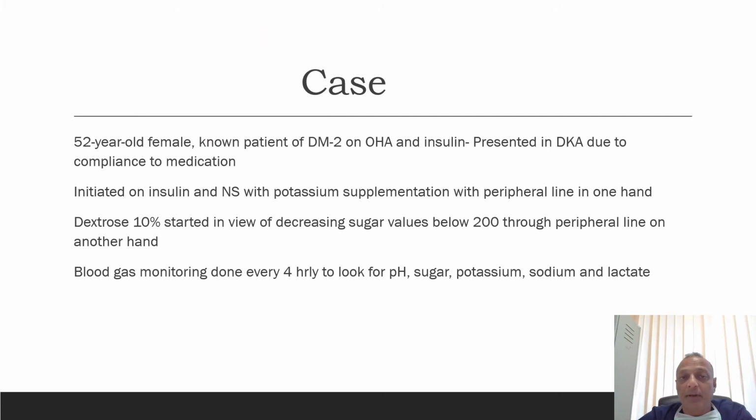Here comes another case. This 52-year-old female was a known case of diabetes mellitus and she was receiving an oral hypoglycemic agent and insulin. She presented in diabetic ketoacidosis. As a part of management, she was initiated on normal saline and insulin along with potassium supplementation. It was going through the peripheral line in one hand. Another peripheral line was taken in a different hand through which 10% dextrose was started in view of decreasing sugar value below 200, and the patient was monitored for the various parameters.